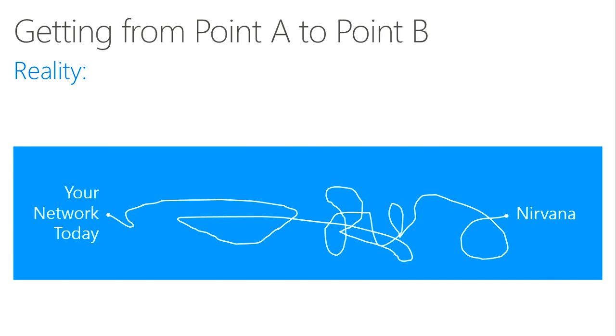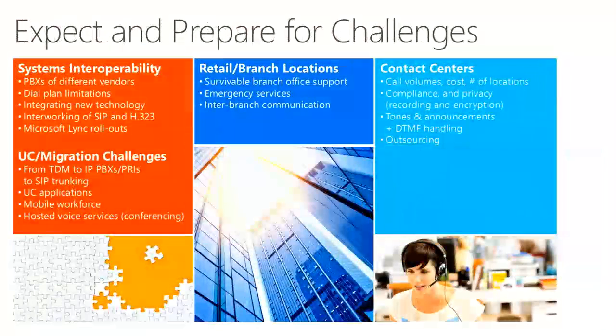So with that in mind, what are the things that we're actually going to need to solve? First thing, interoperability. PBXs are diverse and proprietary. Why? Because the vendors that made them wanted to make sure that you were locked in. So they wanted to make sure that there was actually changing standards.